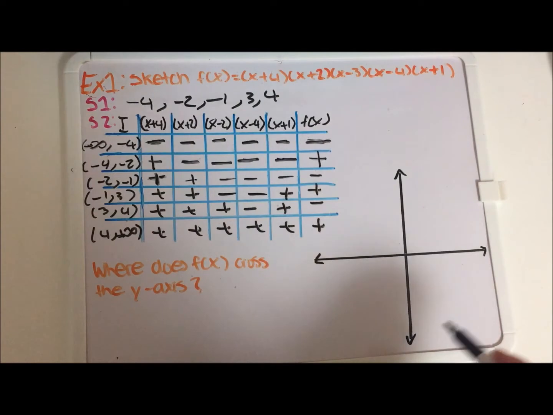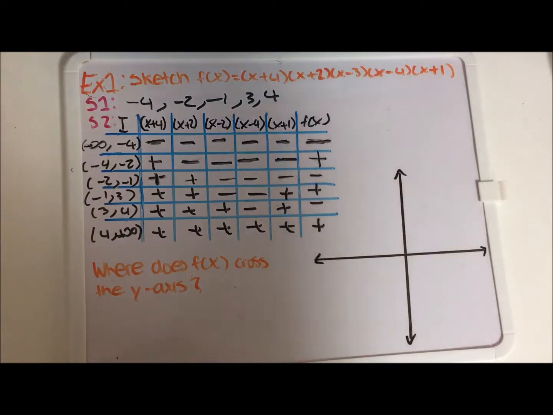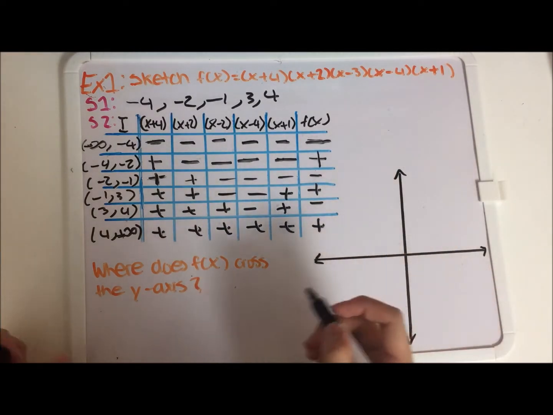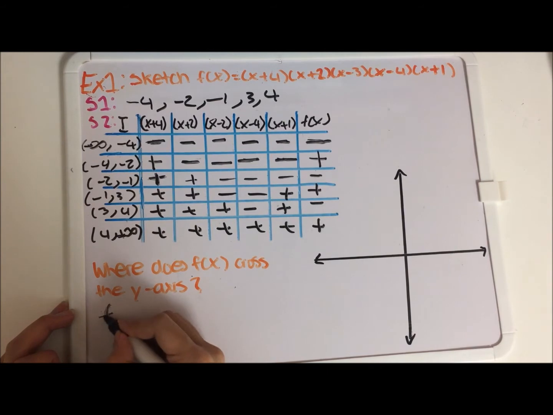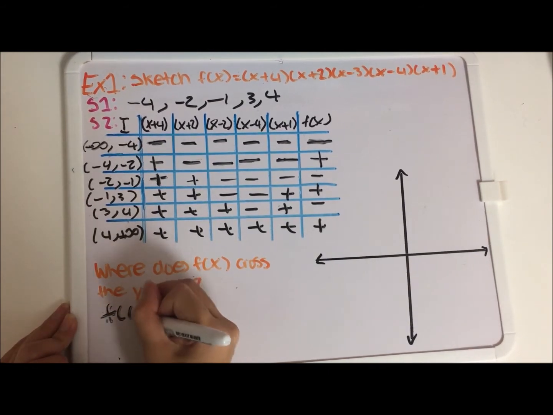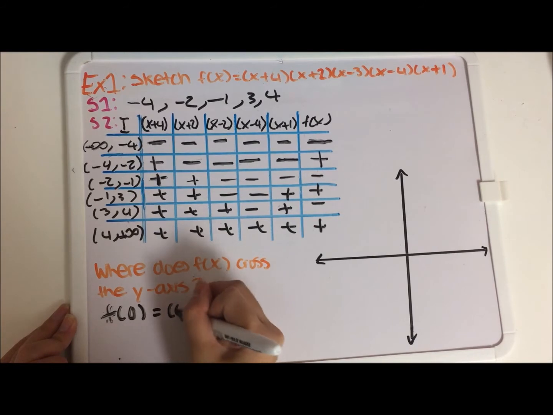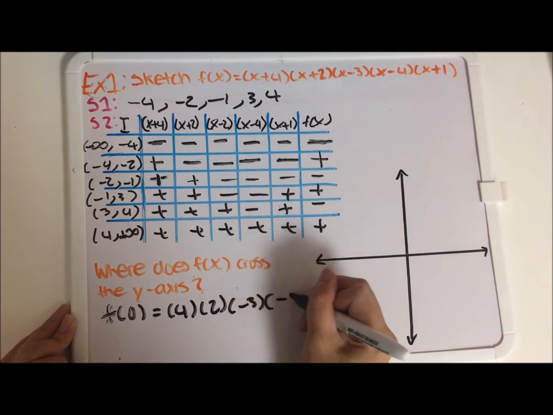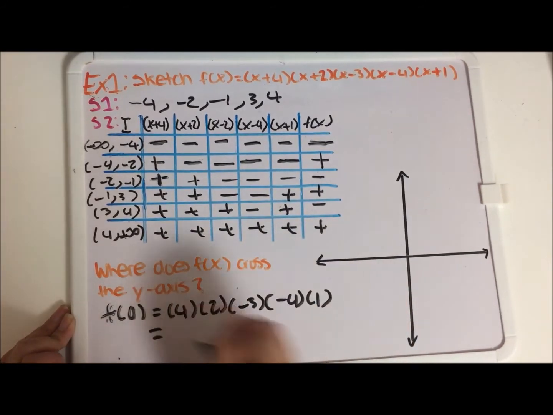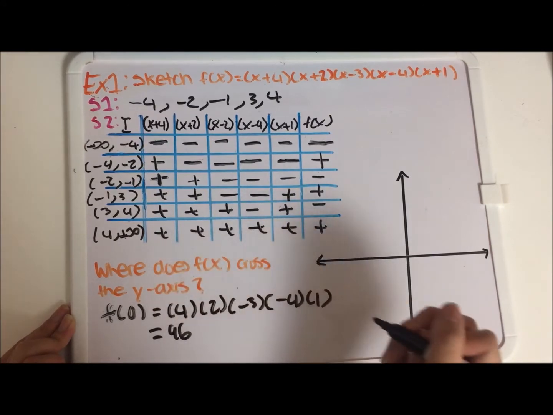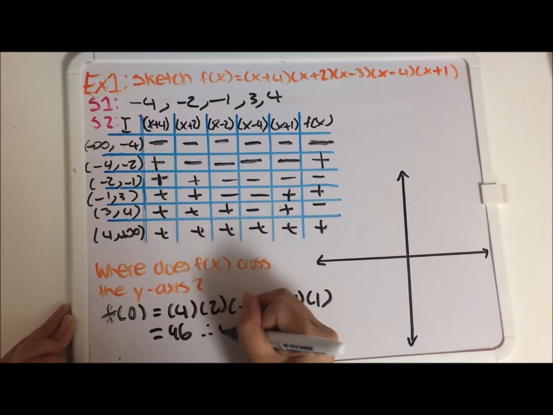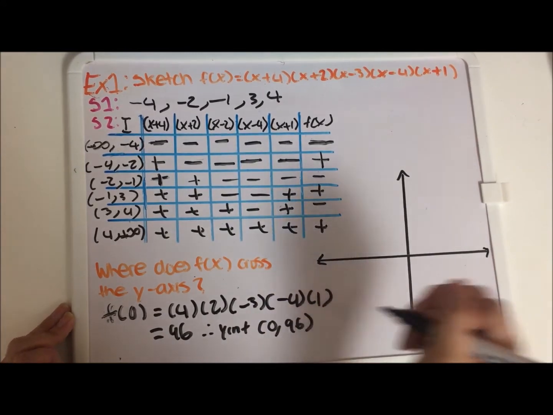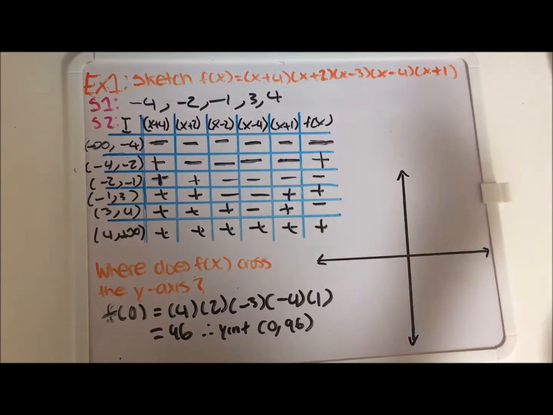Okay, bam, here's your interval table. Did you get the same as me? Well, hopefully. So you may ask, where does the function cross the y-axis? So y-axis meaning the y-intercept. All you have to do is set x equal to 0. So let's do that. It gives you 4, 2, -3, -4, and 1. So this overall gives you 96. Therefore the y-intercept is 0.96. You can use a calculator, or you can use mental math if you're cool.